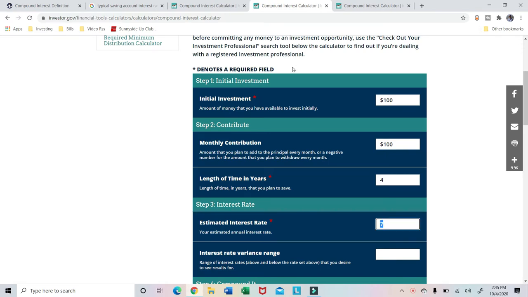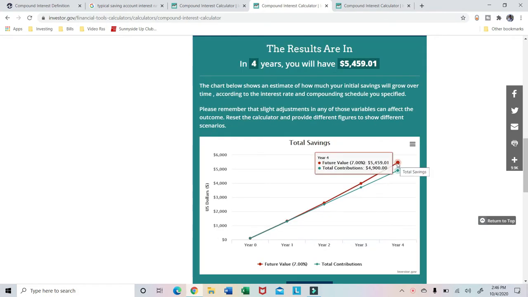This is the beauty of investing in stocks and ETFs with an actual decent interest rate. If we scroll all the way down, you'll see you could have made $559.01 in interest. The only catch is that you have to keep reinvesting your interest. That's where the compound comes in.